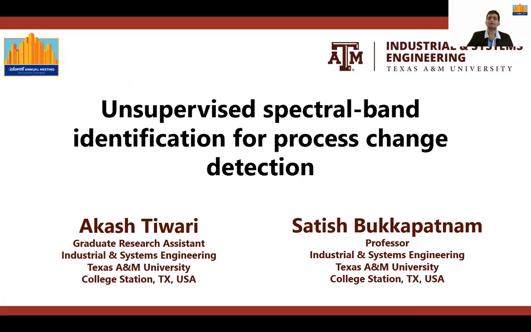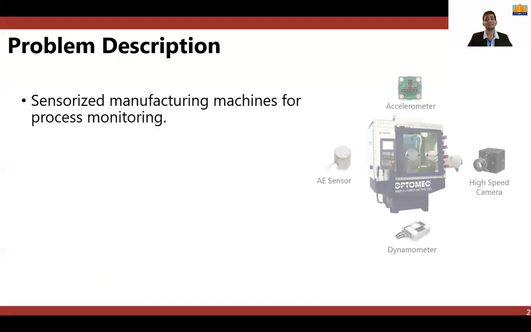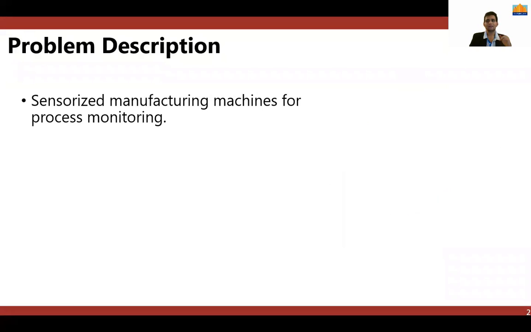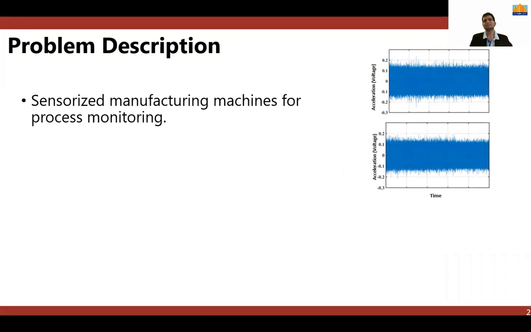In recent years, manufacturing machines have been increasingly sensorized for process quality and machine condition monitoring. However, being able to detect the anomalous conditions requires effective analysis of the data stream obtained from the sensors. For example, consider the following two vibration time series signals collected from a polishing process. These were collected from the same polishing cycle but at different times.